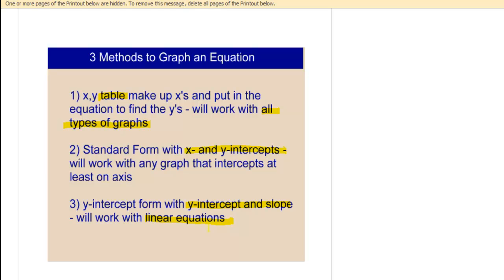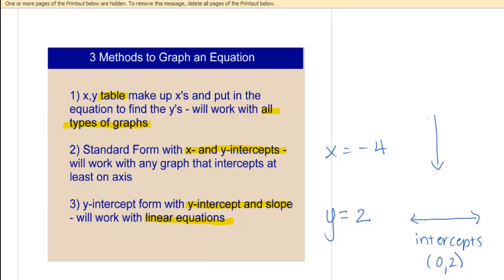So keep in mind one tip with using the slope-intercept form of an equation. What if I end up with y equals 2? Or for any of these techniques, y equals 2, what does that look like? It's a horizontal line and it intercepts (0, 2). What about x equals negative 4? It's a vertical line that intercepts (negative 4, 0).